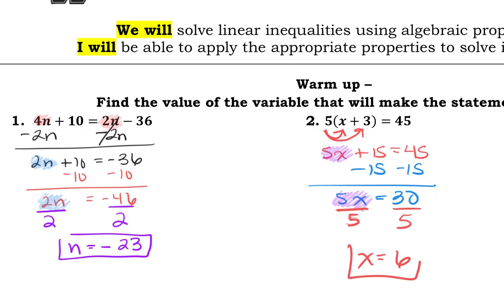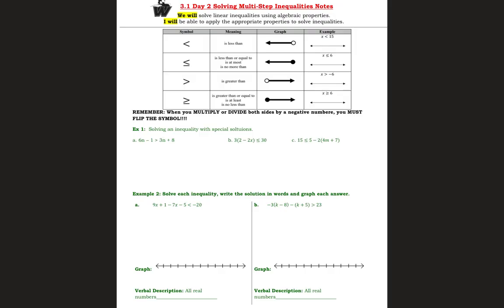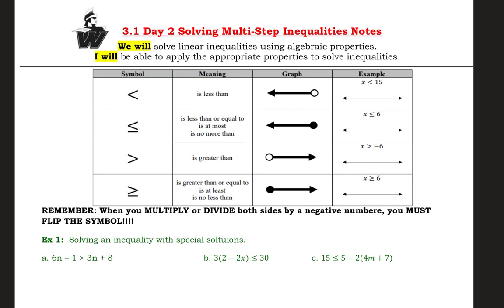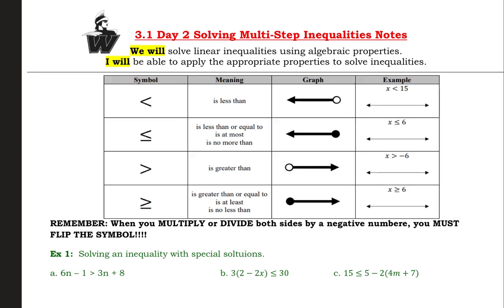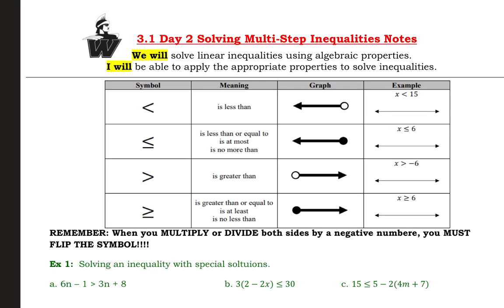All right, so go ahead and put the warm up to the side. Go ahead and take out your notes. The difference between yesterday and today is that now we're going to have more variables and we're going to have those parentheses in place. So you're going to have to multiply. And then from there, we're going to go through and we're going to start solving.